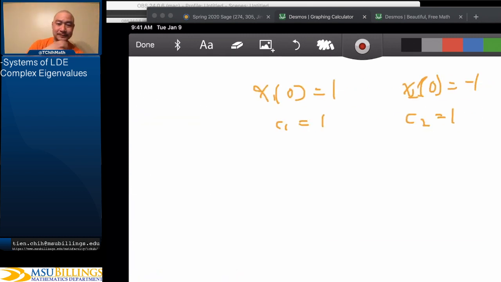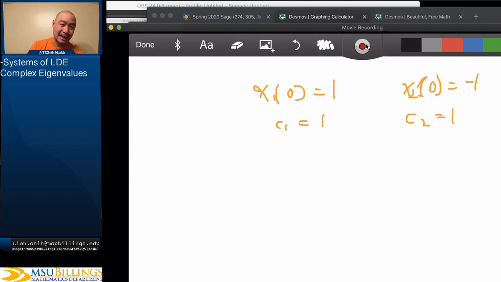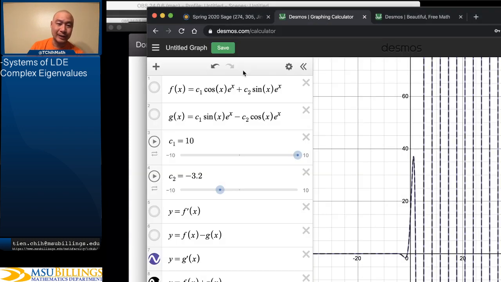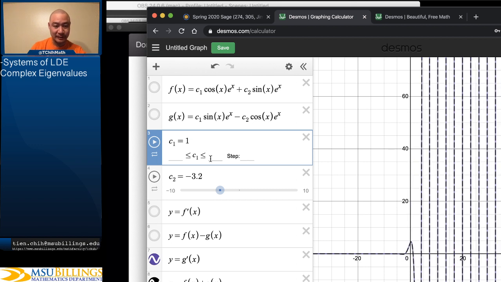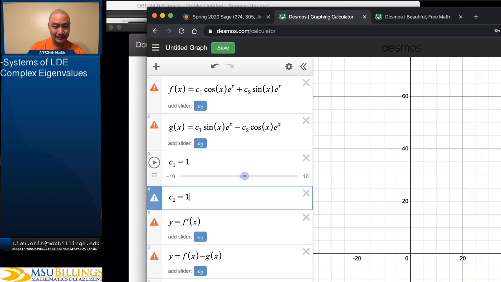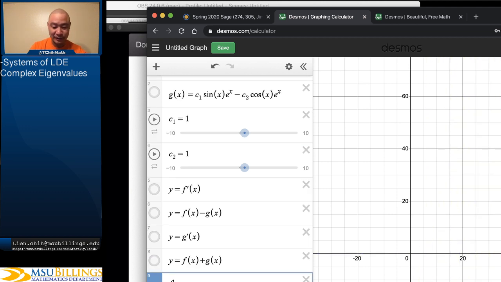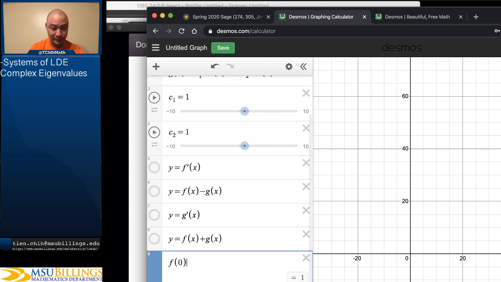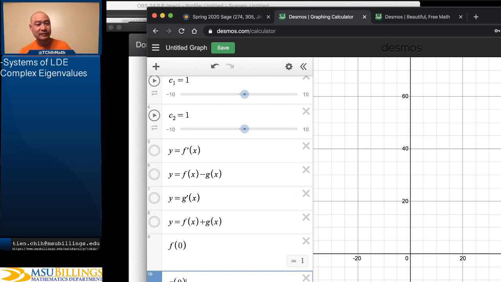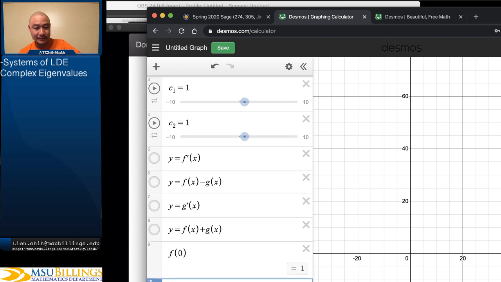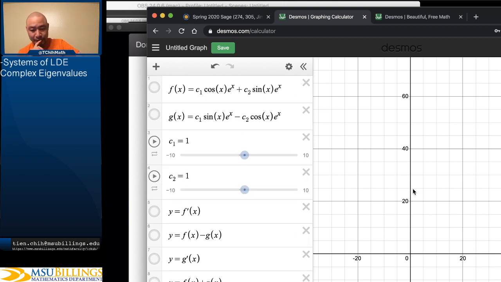It does seem so. And this time, if we believe our general solution, we can actually verify this here. If I let c1 and c2 both be 1, I'm going to uncheck those. I can ask myself, what is f of 0? It's 1. What's g of 0? It's negative 1. So there we go. It satisfies our initial conditions. It is the particular solution that satisfies initial conditions.